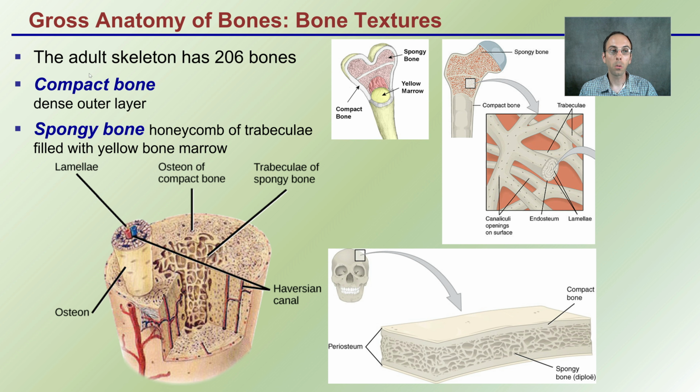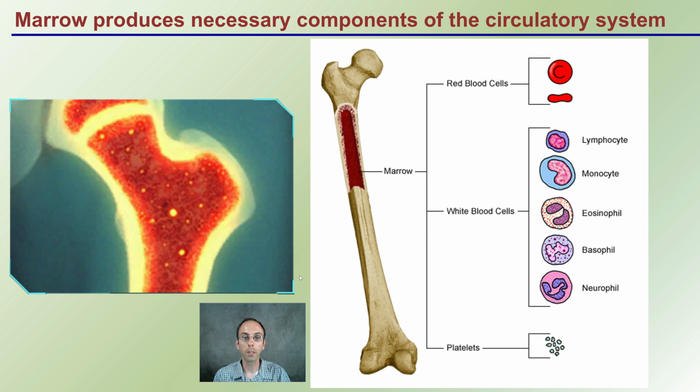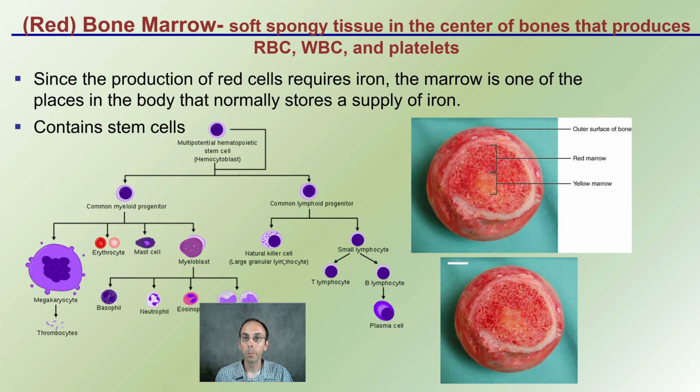There's compact bone, which is the dense outer layer, which gives it really good strength. And then inside there's a honeycomb, which is spongy bone. This helps reduce weight and allows areas to be filled with bone marrow, and it could be red or yellow depending on your age. But that tough, compact bone on the outside is really what gives bones a lot of their total strength. Marrow produces necessary components of the circulatory system. That marrow, particularly of the long bones, as we see in a superimposed image here, is making your red blood cells, your white blood cells, and also your platelets, all very important for a fully functional circulatory system.